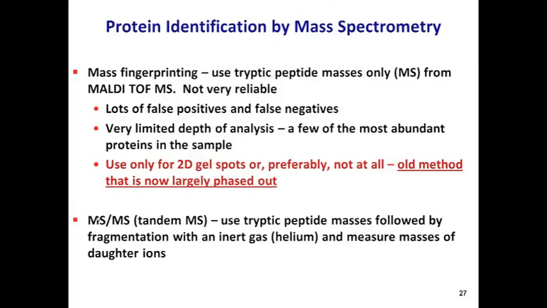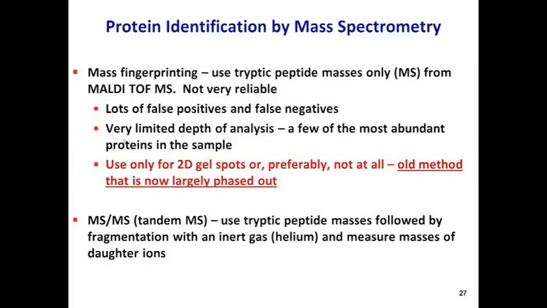How do we identify proteins, and how does this relate to proteomics? There are several ways of identifying proteins. An old method, which is introduced here for historical reasons, is mass fingerprinting. We're simply using tryptic peptide masses measured in a multi-time-of-flight instrument. This is quick and easy, but it's not very reliable.